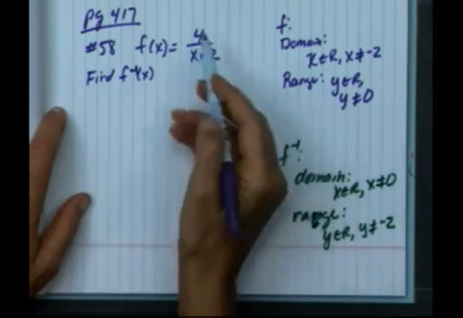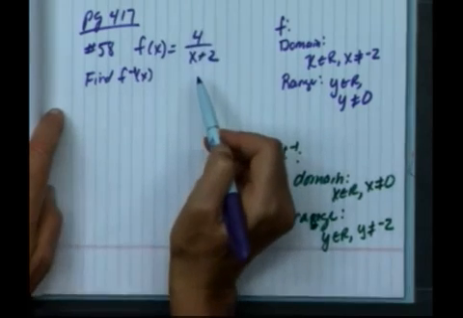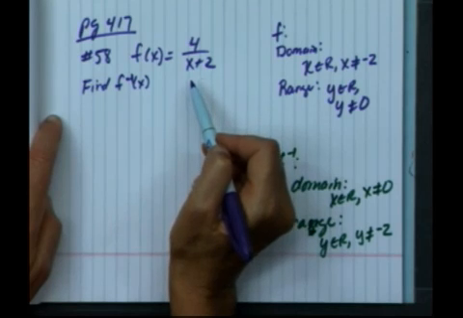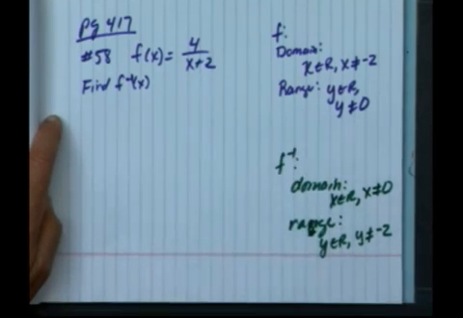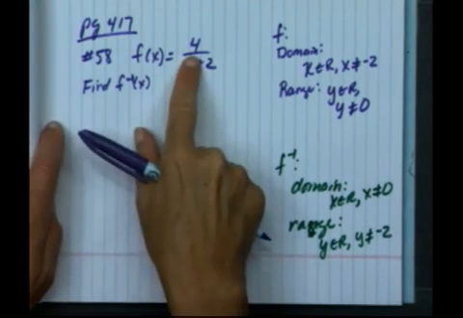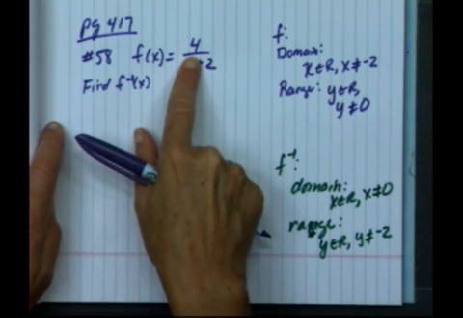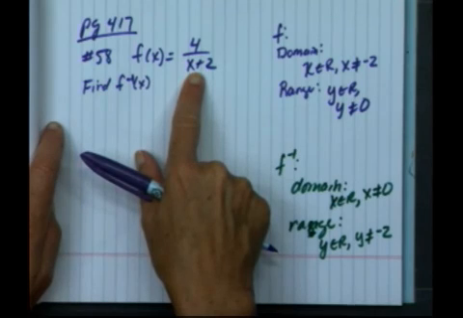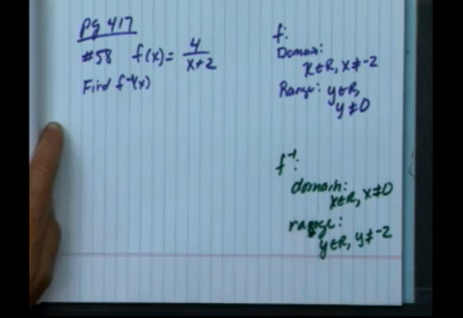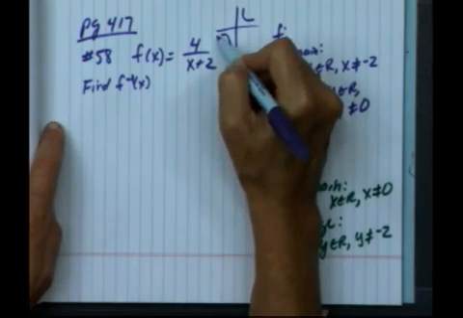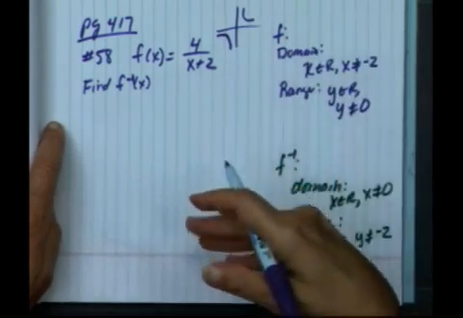Alright, somebody tell me how you know this is already 1 to 1. Can you visualize the graph of this? Yeah. It looks like the graph 1 over x, right? And we know what that looks like. That 4 just means some vertical stretches by a factor of 4. And then that means a horizontal shift to the left of 2. So you already know the graph looks like this.